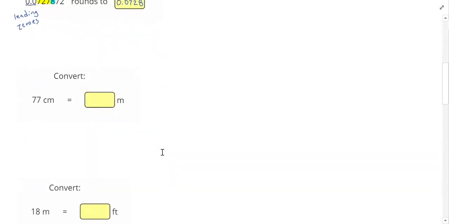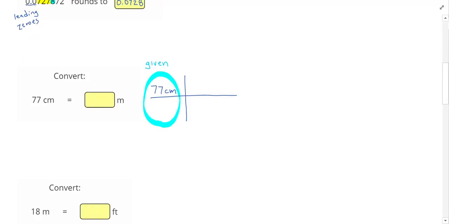Alright, next we're going to work on some conversions. So we're going to start by converting 77 centimeters into meters. The way I set up my conversions is I call them train tracks. So starting in the upper left-hand corner, we're going to start with what was given, which is 77 centimeters. So this right here is our given.